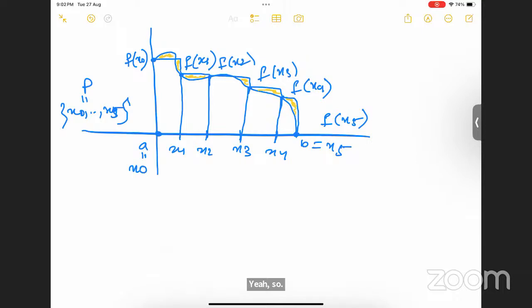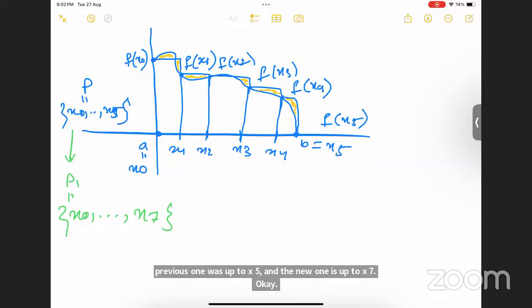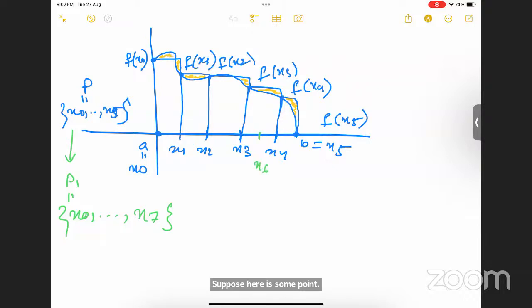We just take another partition P1 with more points. Suppose up to x7. The previous one was up to x5 and the new one is up to x7. Suppose here is one point, x6, and here is one point, x7. Then we can draw two more rectangles, right? Like that.